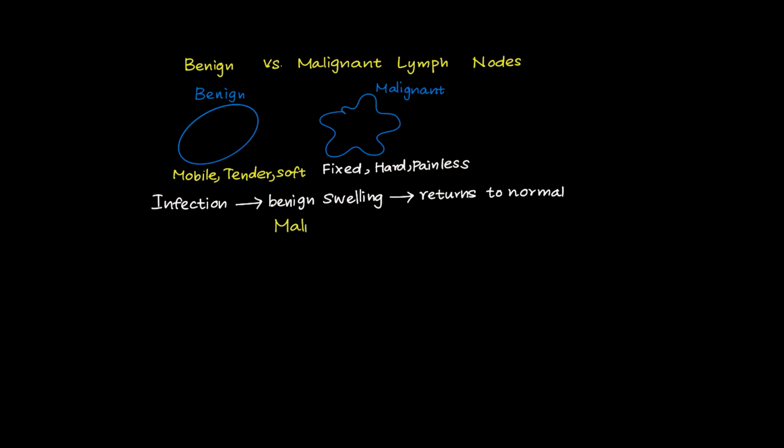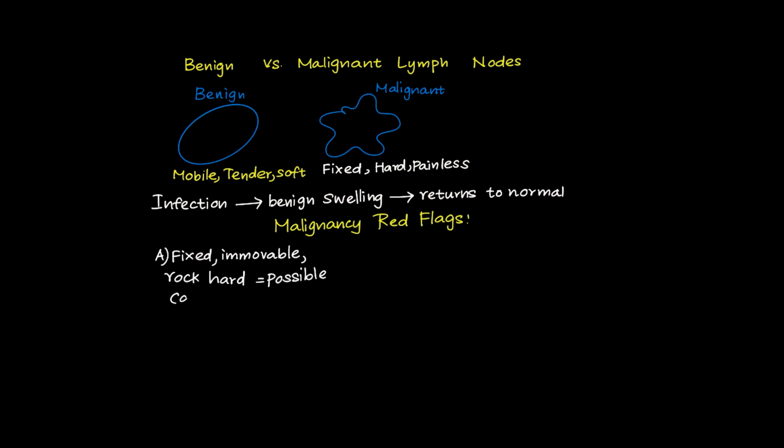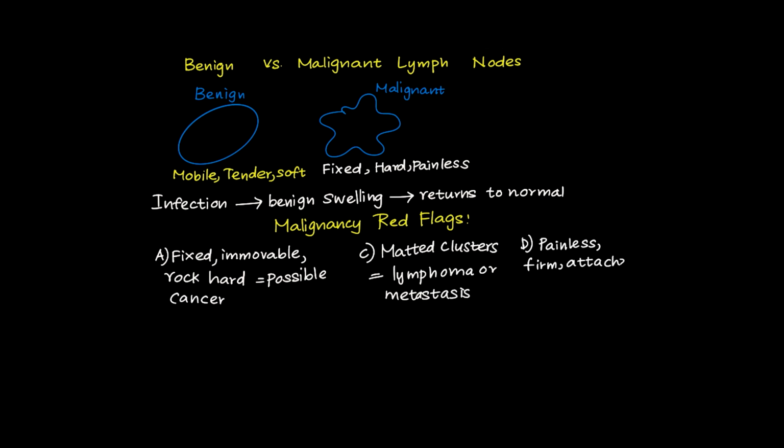Malignant lymph nodes behave differently. Fixed and immovable nodes suggest the cancer has invaded surrounding tissue, anchoring the node in place. Rock-hard texture is a red flag for malignancy. Matted clusters, where nodes feel stuck together in irregular clumps, suggest lymphoma or metastatic spread. Painless, firm and attached nodes are another warning sign that something more serious than an infection is going on.